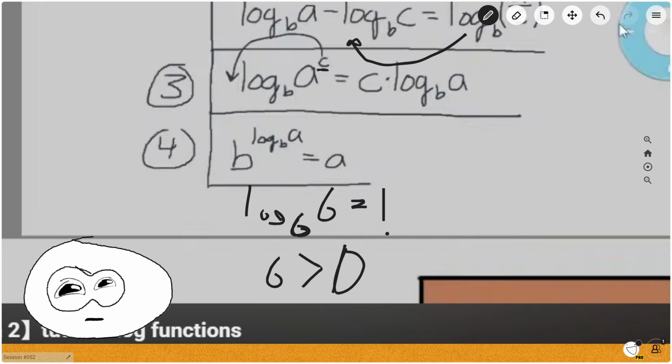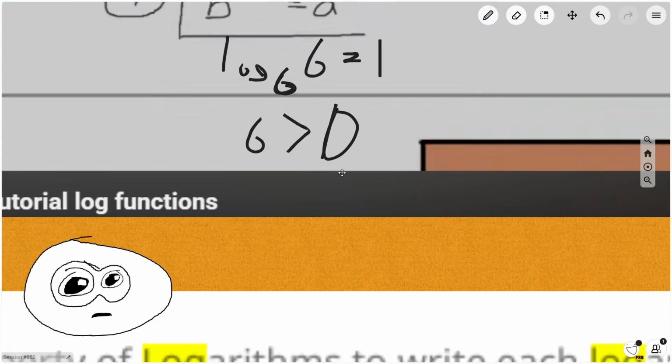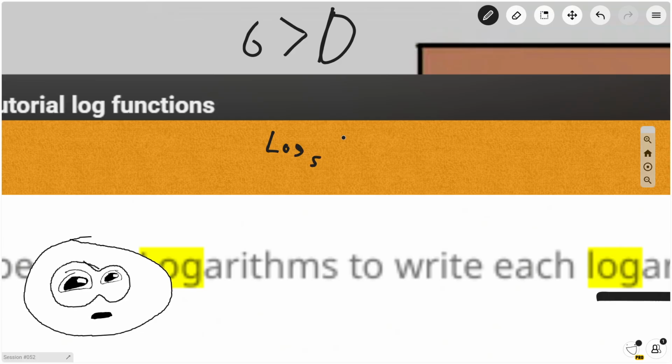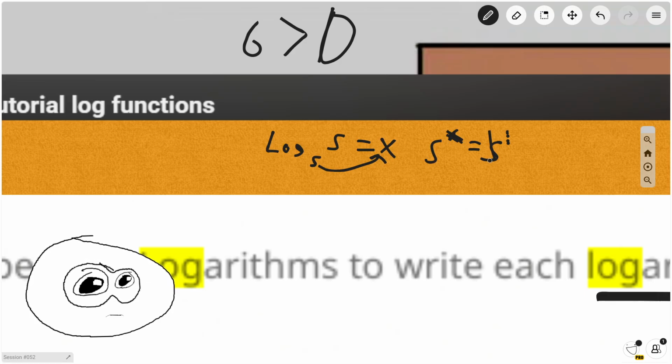Okay. That makes sense. That makes sense because if you have something like log base 5 of 5 equals x, you put the hat on. 5 to the x equals 5. And then if 5 has the invisible 1, then cross these out, x equals 1.